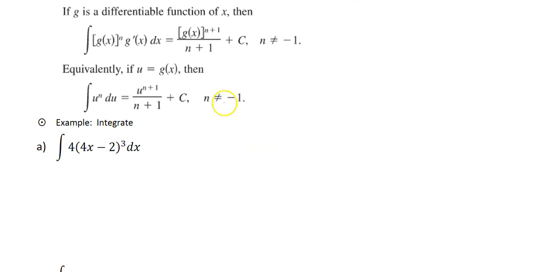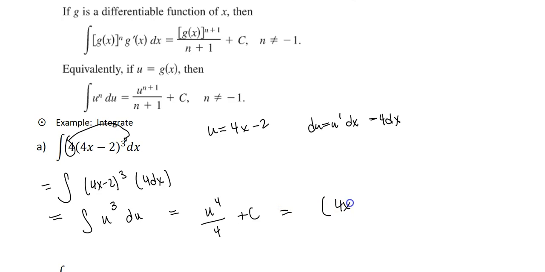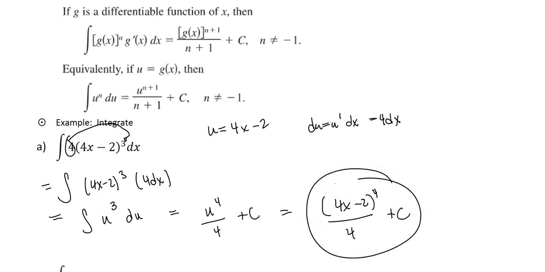This is just kind of formalizing it, but if I let u be equal to 4x minus 2, then du would be u prime dx, which would be 4 dx. I've already got the 4, I just kind of need to bring it in a little bit. So this would be 4x minus 2 cubed times 4 dx, which is u cubed times du, which is u to the 4th over 4 plus c, or 4x minus 2 to the 4th over 4 plus c. So nothing has changed, it's just a statement of this in the general sense.